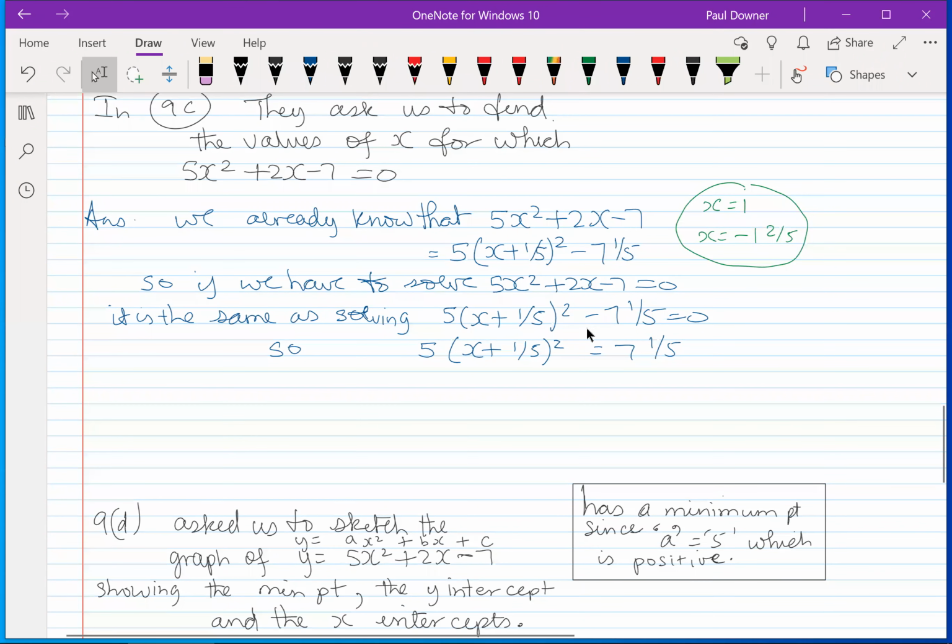So the first step we did was to deal with this minus 7 1/5 by bringing it over to the other side and changing the sign from negative to positive. Or some people say add it on both sides. The next step is to get rid of this 5. So I'm going to divide the left-hand side by 5, and I'm going to end up with the 5 disappearing because I'm dividing by 5 on both sides. So I'm going to end up with x plus a fifth squared is equal to 7 1/5. Remember, I divided the left-hand side by 5, so it came out, and I'm dividing the right-hand side by 5 now.